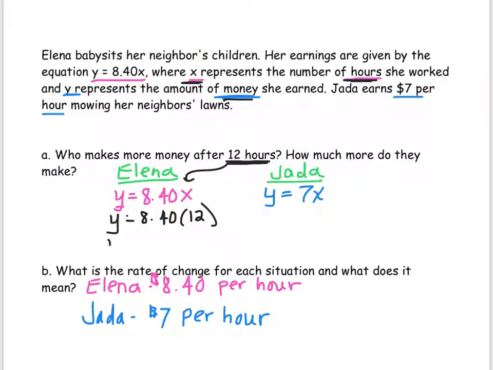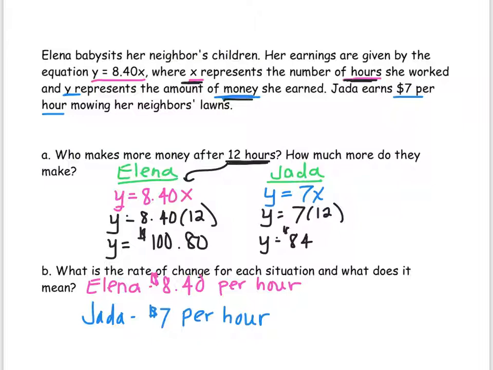When I multiply these out, $8.40 times 12 gives me $100.80. So the same thing for Jada. To figure out her earnings, her y, $7 per hour. She's mowing for 12 hours. So when I multiply that, I get $84. So Elena's going to earn $100.80 after 12 hours. Jada's going to earn $84.